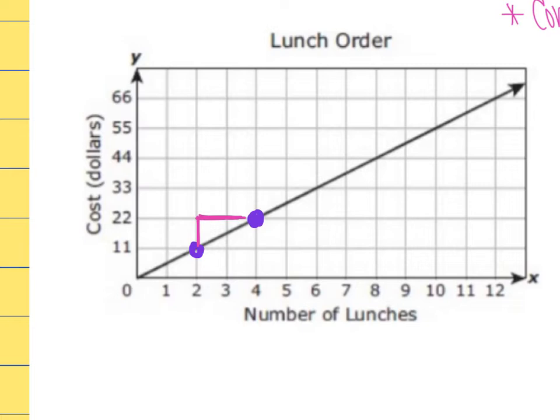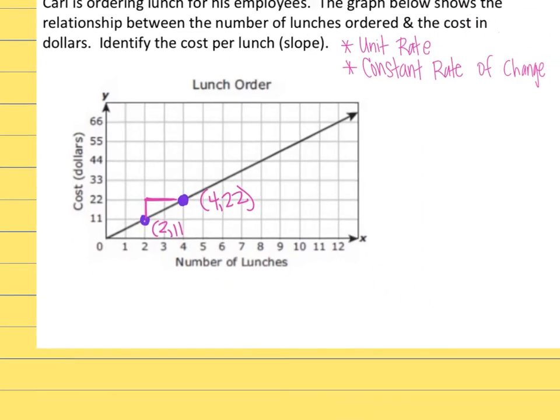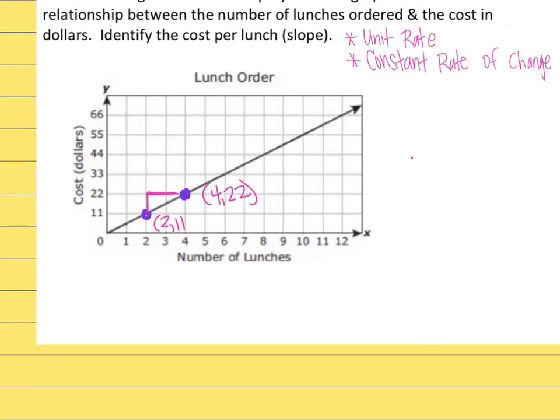I also need to determine how much it's going up by. So if this first dot is at (2, 11) and the second dot is at (4, 22), now I can either make a table, which might be a good way to determine. My first ordered pair was (2, 11) and my second pair was (4, 22).